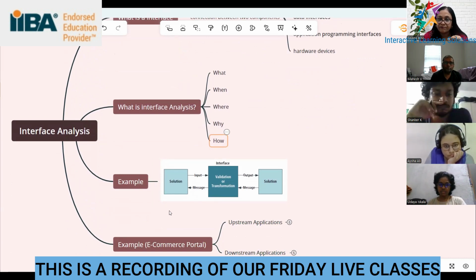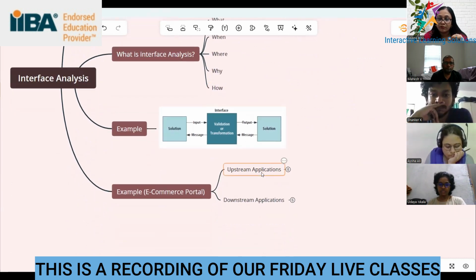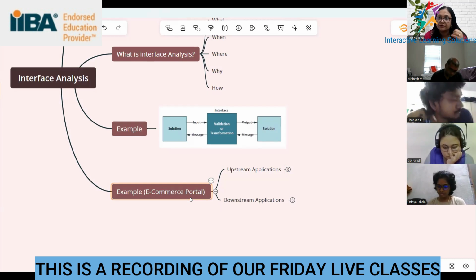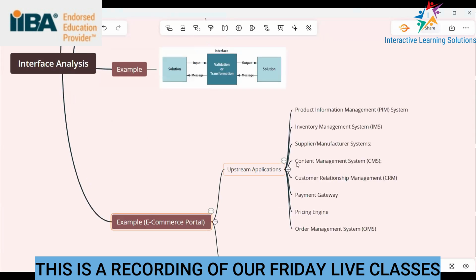If I give you a very simple example, let's take an example of an e-commerce portal. Now, each one of you has been to an e-commerce portal, let's say Amazon or Myntra, any kind of e-commerce portal. Now, each of these portals has certain upstream applications and downstream applications. So we take the example of an e-commerce portal. The upstream applications in an e-commerce portal can be any of the following.